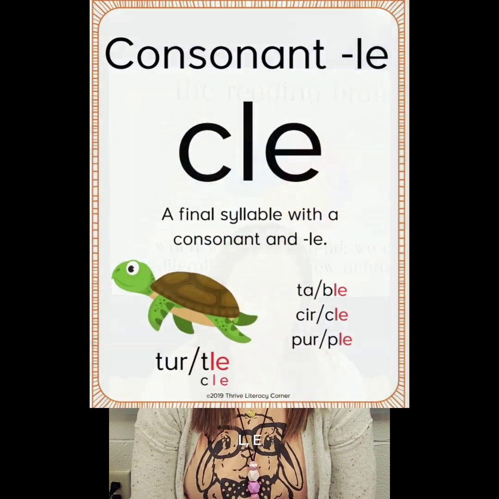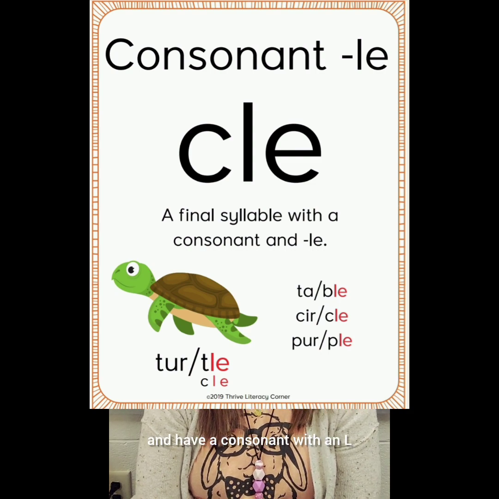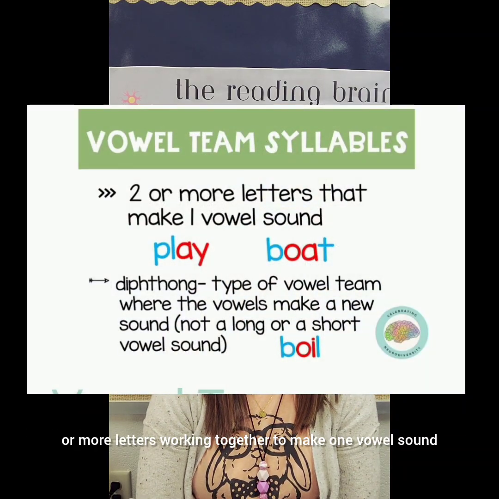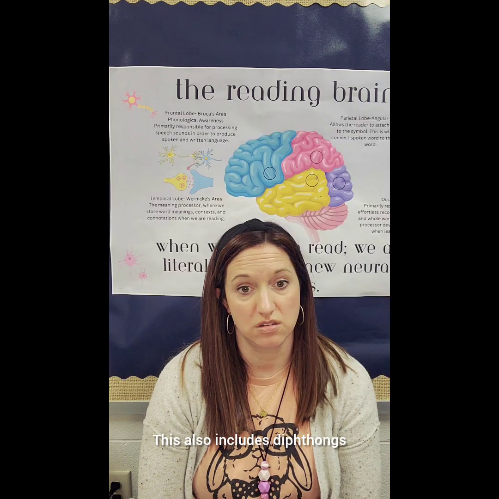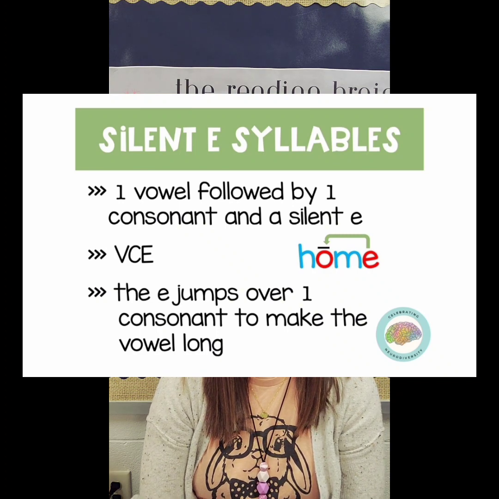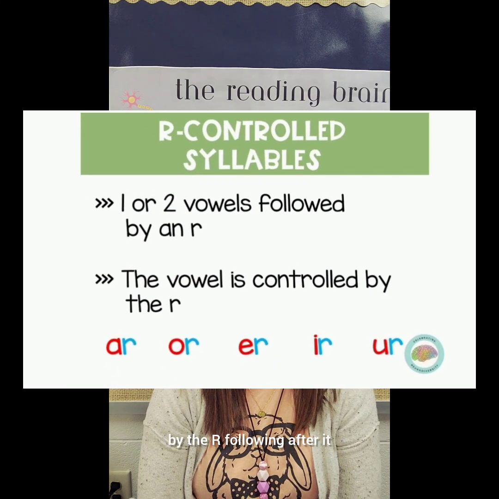Consonant LE syllables are at the end of a word and have a consonant with an L and a silent E. Next, vowel team syllables contain 2 or more letters working together to make one vowel sound. This also includes diphthongs. Magic E syllables have a silent E where the vowel sound is long. R-controlled vowels is a vowel controlled by the R following after it.